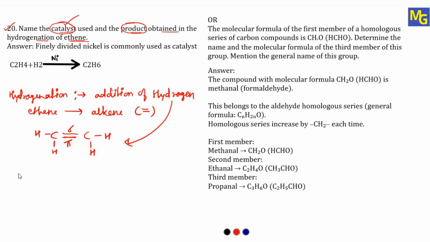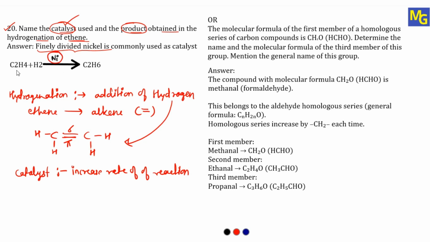And what is a catalyst? A catalyst is the substance which helps to increase the rate of the reaction, but it will not take part in the reaction. Remember, it will change the rate of the reaction, but it will not take part in the reaction. That is called a catalyst. So to do this process, we have to use finely divided nickel as a catalyst. Finely divided, because to increase the surface area. So this is nickel, the catalyst used.